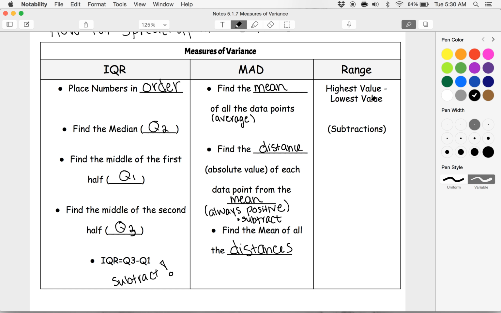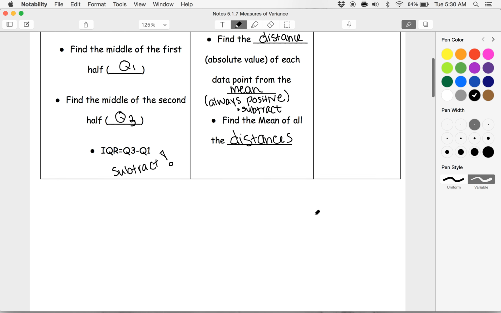And last one is range. Range, you just take your highest value and then you subtract your lowest value, and then you're done. So these are our three: interquartile range, mean absolute deviation, and range. So let's take a minute and try to use these in an example now.